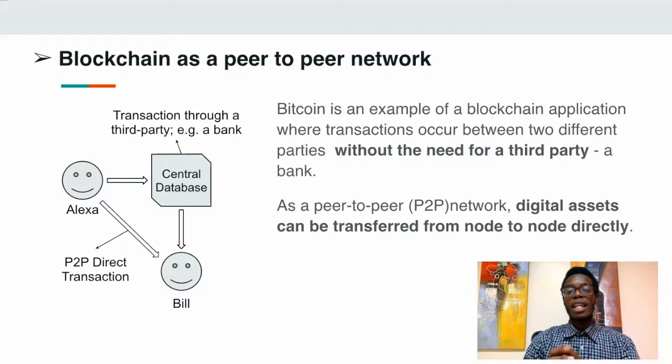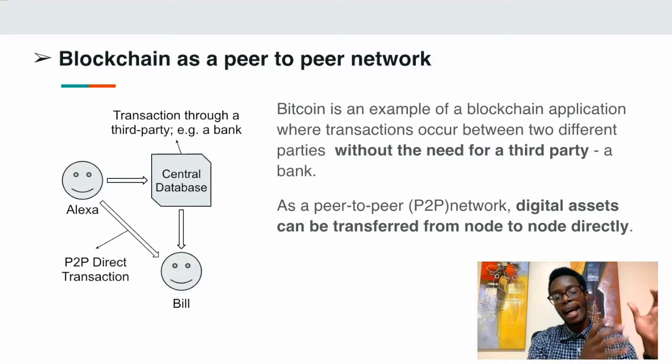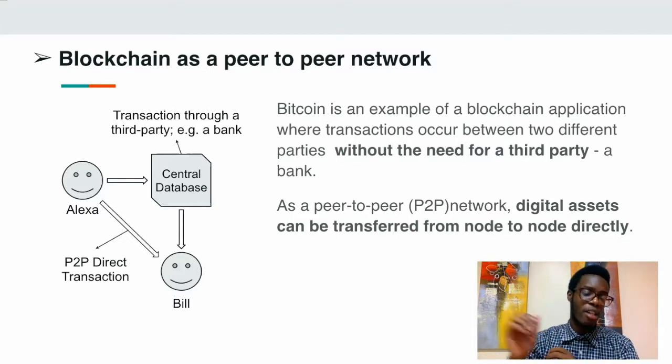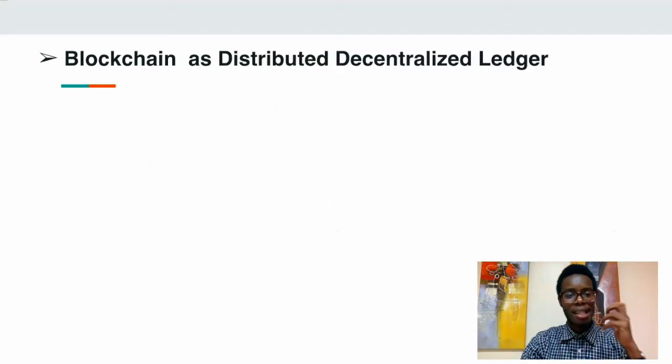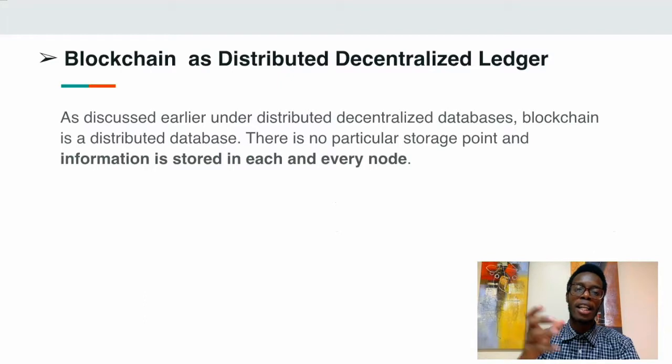Therefore, as a peer-to-peer network, digital assets can be transferred from node to node directly, Alexa's node to Bill's node, without the need for that central authority. And that's the first aspect of blockchain. Now let's get to the second aspect, which is something you're already familiar with.